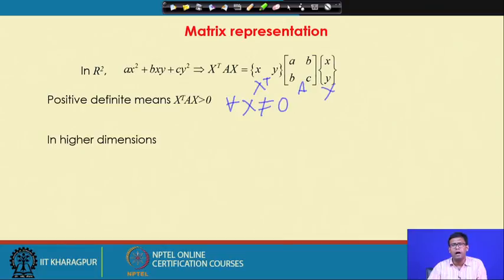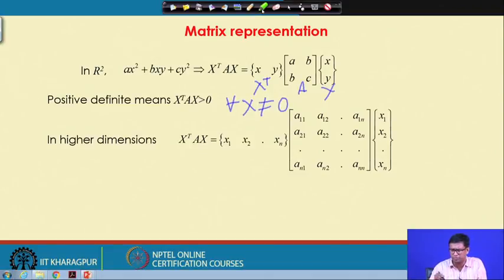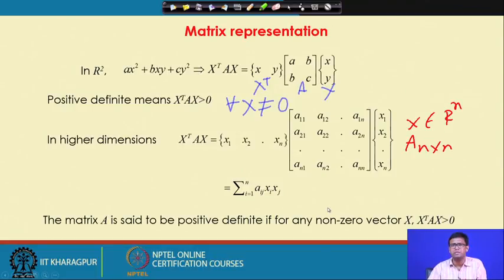And in a higher dimensional space, instead of x in R2 and A being a 2 by 2 matrix, this can be a multidimensional matrix. We can write this with the vector x belonging to Rn, and A is an n by n matrix. So this x transpose Ax will give us the sum of Aij Xi Xj, and it will be a positive definite matrix if, for any non-zero vector x, x transpose Ax is greater than 0.